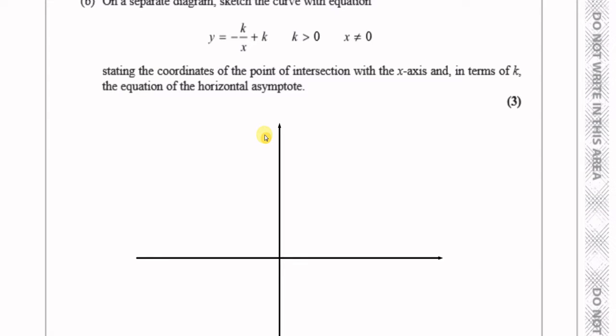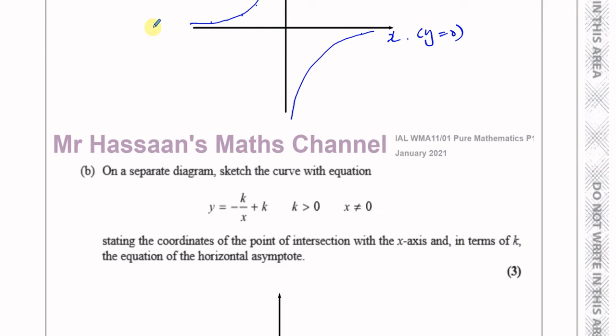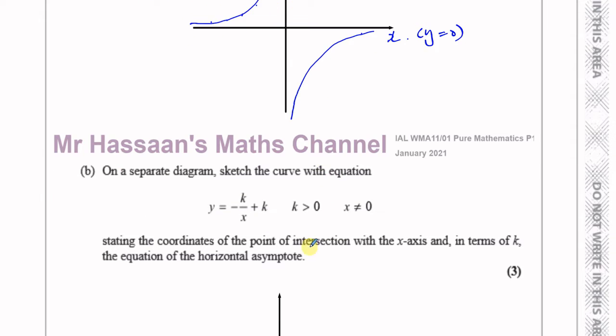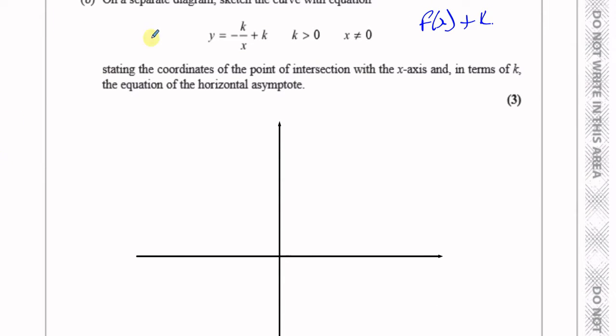It's kind of like what we've just drawn, except everything has to be lifted up by k units upwards. So the asymptote, which was y equals 0, now becomes the asymptote y equals k. So it's a vertical translation of k units upwards. This is like f of x plus k, so everything goes up by k units. It has the same shape. Still x can't equal 0.